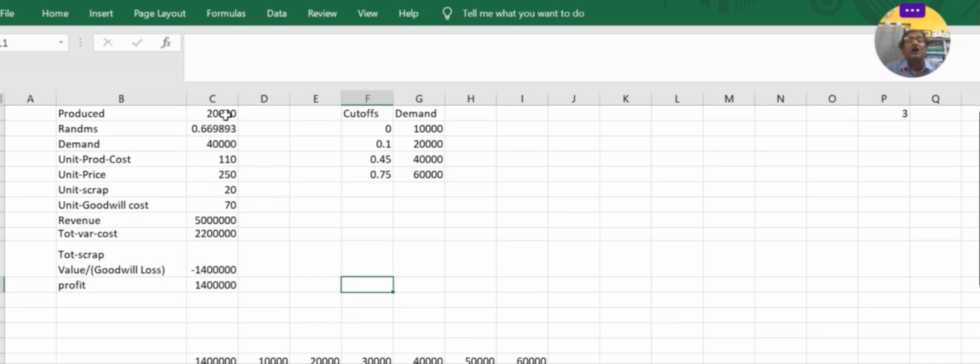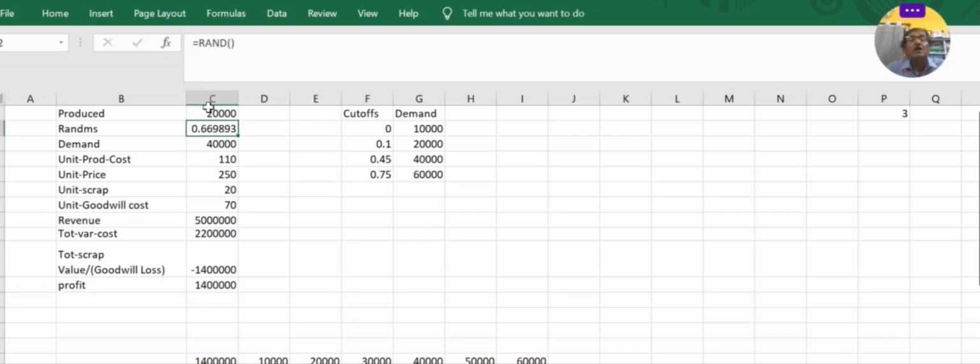Now, how will we start? Suppose the production is 20,000 units. Here I am going to show the process of calculating profit. First we will calculate the profit, then we will simulate it over 500 units in this case, but you can do it for 5,000 or more also. I will show how we do it.